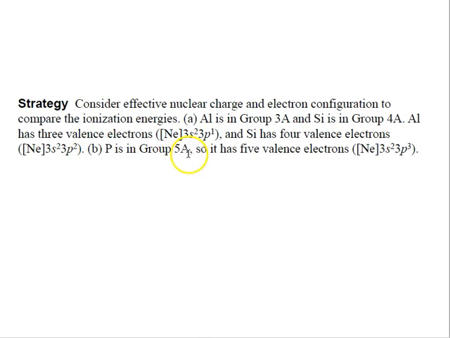Phosphorus is in group 5A, so it has 5 valence electrons. And then here's an abbreviated electron configuration. Just like the other 2, we find 5 electrons in the outermost energy level.